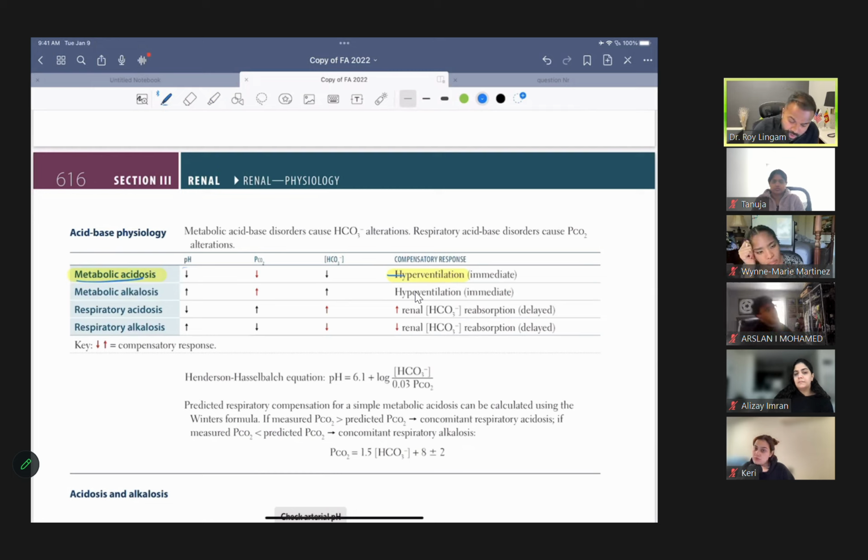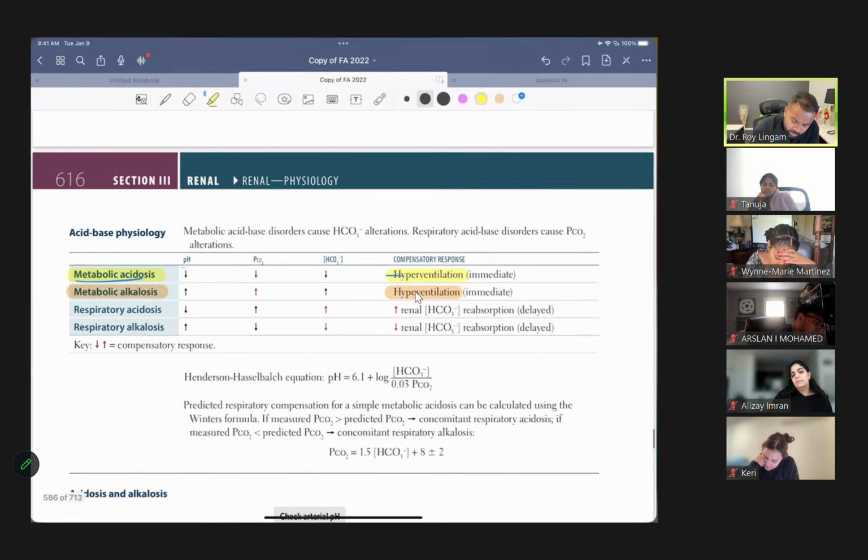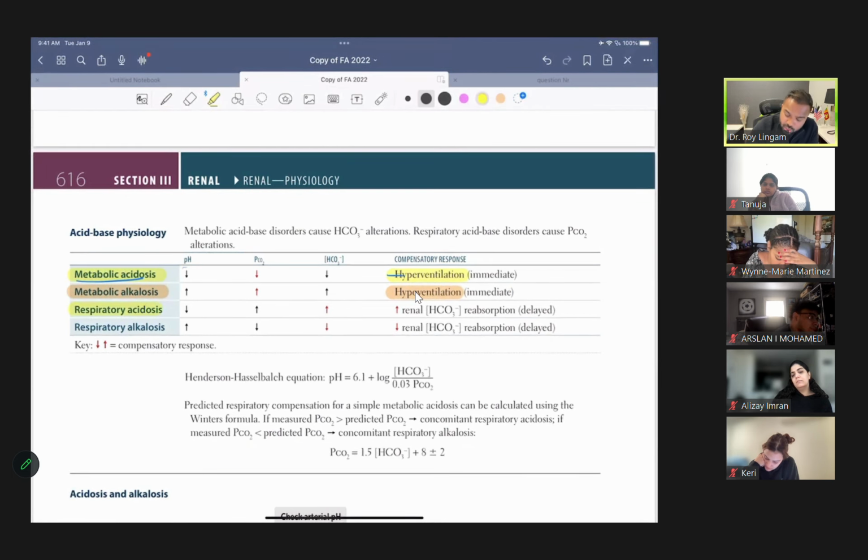If you have metabolic alkalosis, then you will have hypoventilation as a compensation, because we are trying to bring in more acid. So everybody agree with that? Then when you have respiratory acidosis, your kidney will reabsorb more bicarbonate. You see that? They're just doing the opposite of what your pH is. And when you have respiratory alkalosis, it will be excreting bicarbonate. So it's a compensation. It's simple.